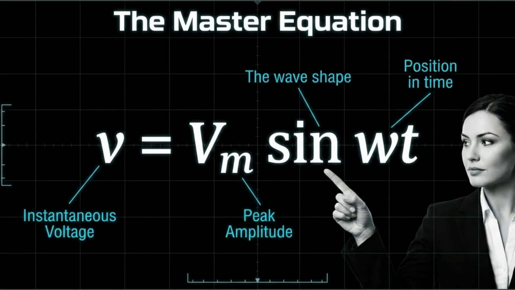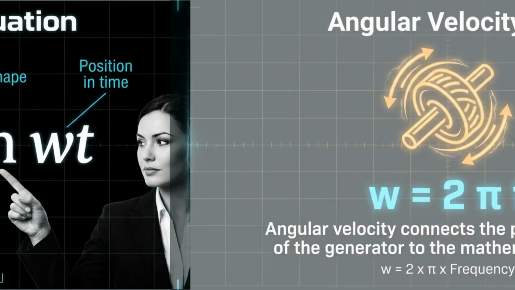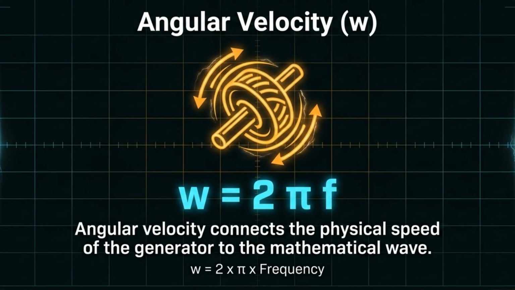This is the master equation for an AC wave. It defines the instantaneous voltage by incorporating the peak amplitude, the sign of the waveform, and its position in time. Angular velocity, denoted by ω, bridges the gap between the generator's physical speed and the mathematical wave representation, calculated as 2 times pi times the frequency.